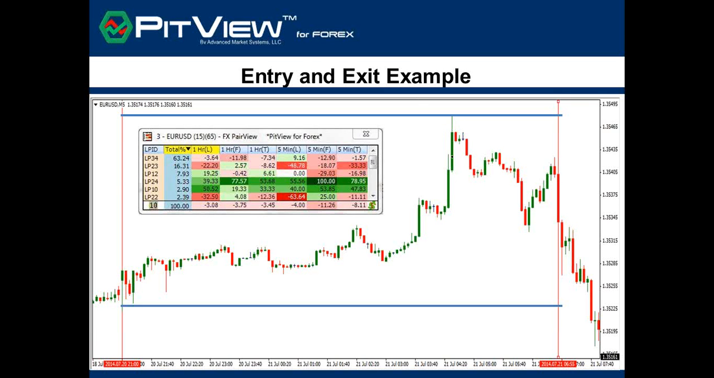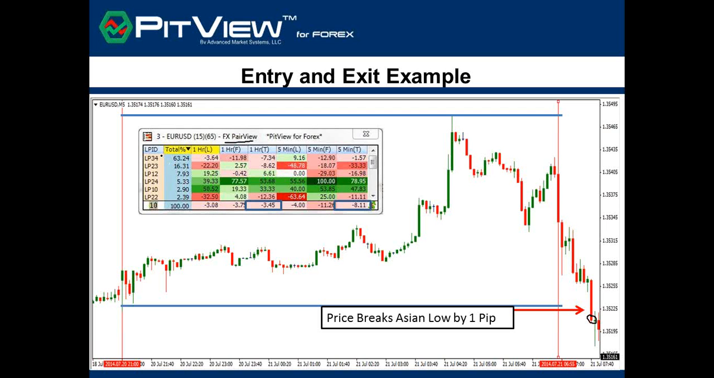Here's our euro-dollar example. Now this is what we call pair view right up in here. And what we're looking for is you see right down in here that we get the price breaking the Asian low, and it breaks the Asian low by 1 pip. At the same time that it's breaking the Asian low by that 1 pip, the 1 hour total, the question on here is the totals. What does the total do?